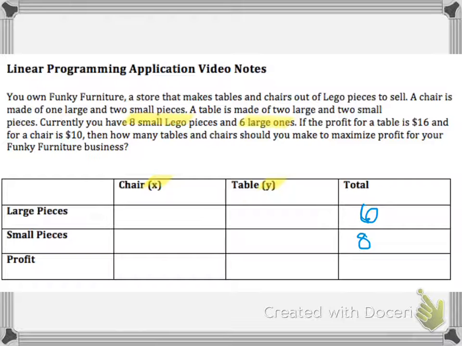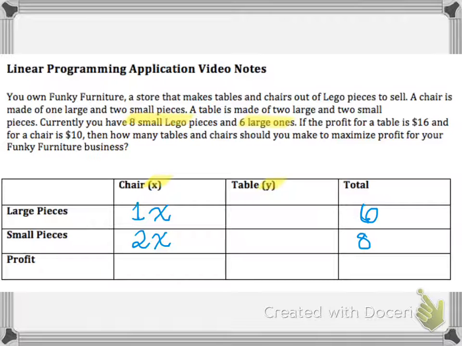So now if you think about it, how many large pieces do I use when I make x chairs? Well, it says a chair is made with 1 large piece. So that means that for x number of chairs, I have 1 large piece per chair. So that's 1x. And then it says I have 2 small pieces. So that means for every chair, I have 2 small pieces. So I'm going to write 2x.